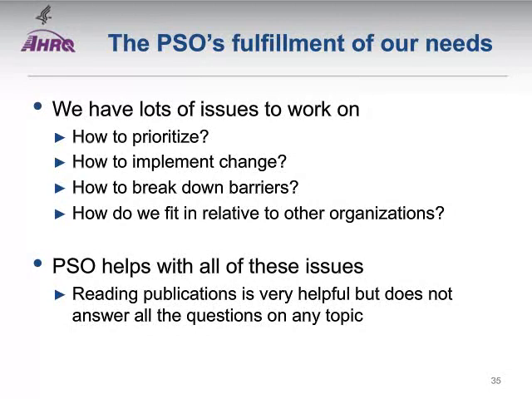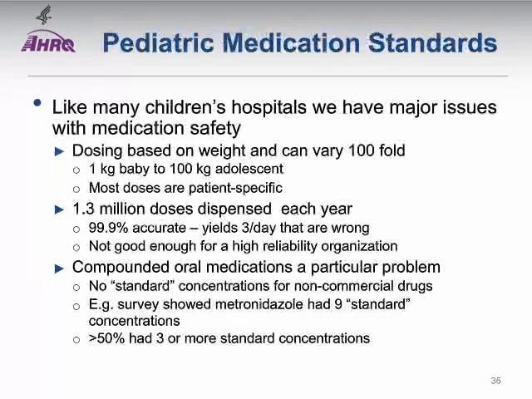How does the PSO fulfill our needs? Well, we have lots of issues to work on. Part of this is how do we prioritize? And so, again, talking to other hospitals is helpful in that. How do you implement change? Again, talking, helpful. How do you break down barriers? How do we fit relative to these other organizations? And the PSO helps with all of these issues. As I said before, reading publications is very helpful, but doesn't necessarily always answer all the questions you have on any one topic. And you can sometimes get that done through a safe table and PSO.